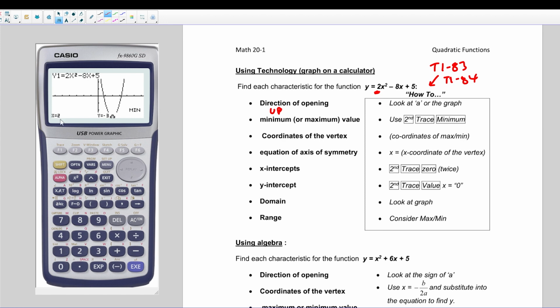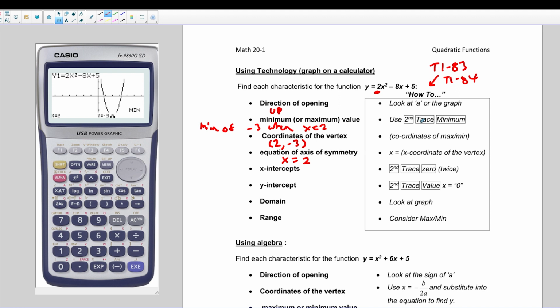Okay, so we've got 2, -3 as our vertex, right? But we're looking at our minimum or maximum value. So for us, we have a minimum of -3 when x is equal to 2. Your vertex here is simply 2, -3. Your axis of symmetry is just x is equal to 2.